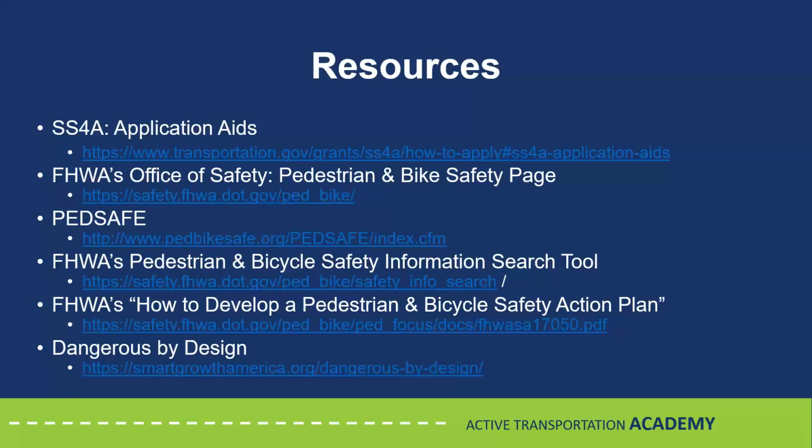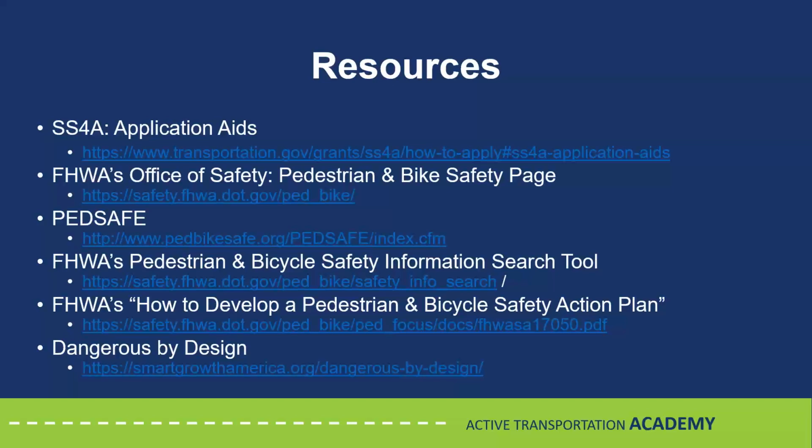We're going to give you, along with the slides, a list of resources here. So some additional resources that might interest you include application aids for the SS4A program, the FHWA's Office of Safety for pedestrian bikes, such as the pedestrian and bike safety page, PedSafe, the FHWA's pedestrian and bicycle safety information search tool, the FHWA's How to Develop a Pedestrian and Bicycle Safety Action Plan, and the Dangerous by Design report by Smart Growth America, which was also referenced somewhat in our previous presentation.